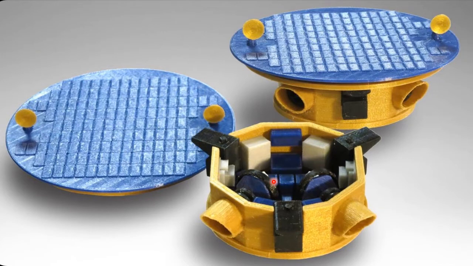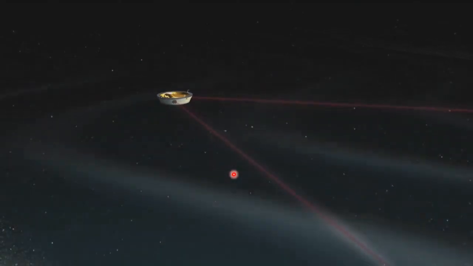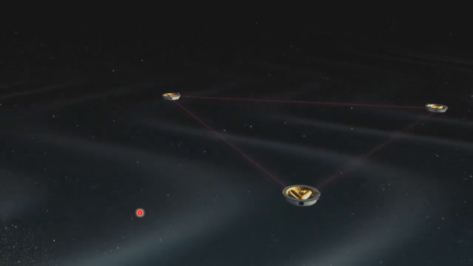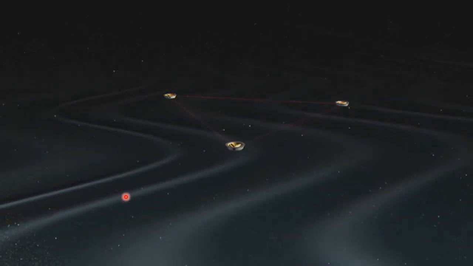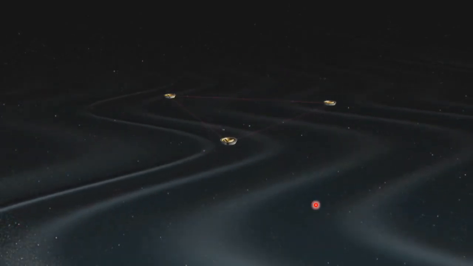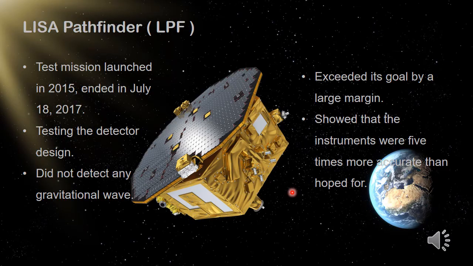This is the basic model of the LISA spacecraft. It will get refined and will get somewhat different after the addition of much needed new technology. This is the animated illustration of how LISA will work in space and detect gravitational waves. LISA Pathfinder.